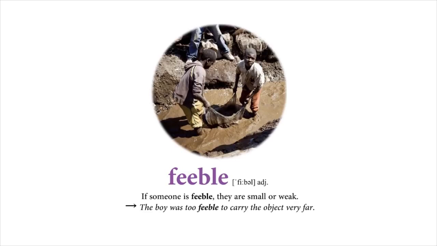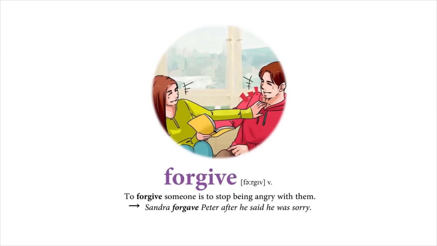Feeble. If someone is feeble, they are small or weak. The boy was too feeble to carry the object very far. Forgive. To forgive someone is to stop being angry with them. Sandra forgave Peter after he said he was sorry.